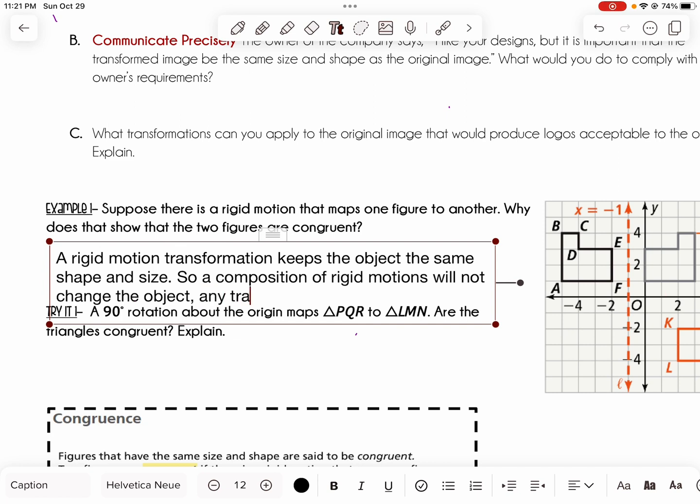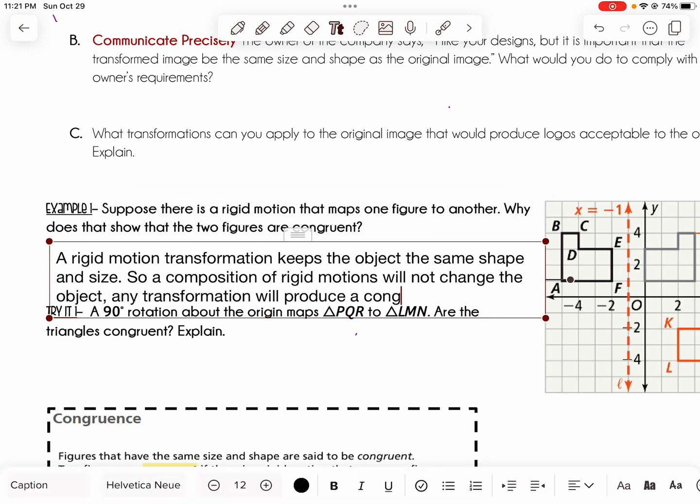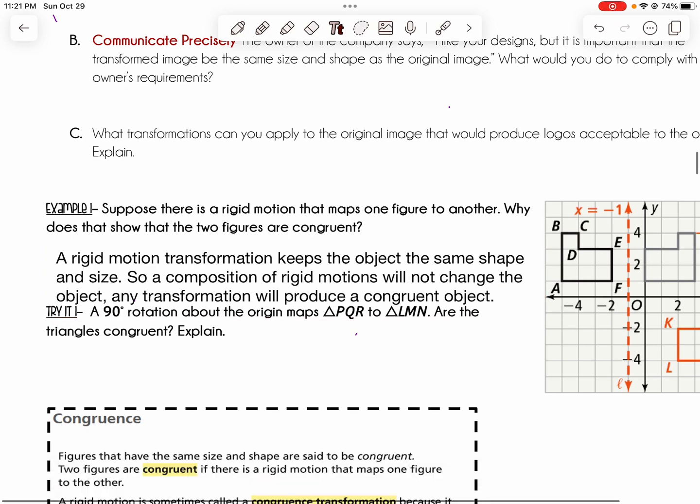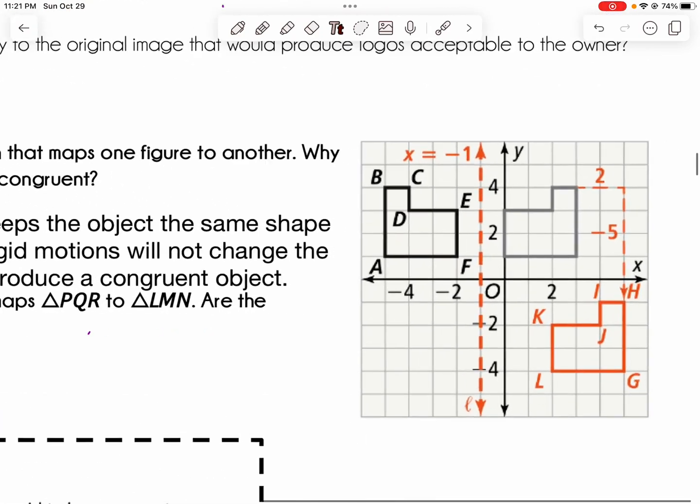Any transformation, or any rigid motion transformation, will produce a congruent object. Okay, and that's really why. If we do these transformations, if we can show that they work, then they produce a congruent object. So a 90-degree rotation about the origin maps PQR to LMN. Are the triangles congruent? Let's take a look.